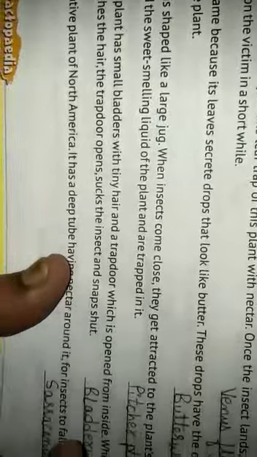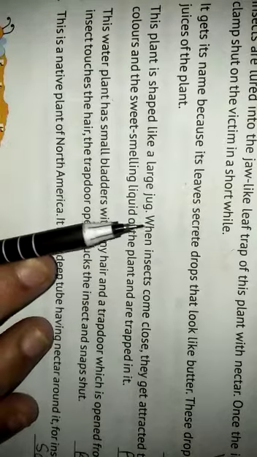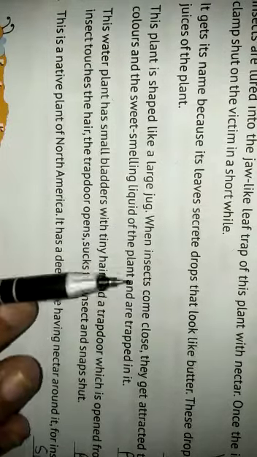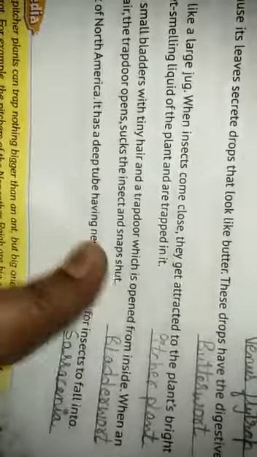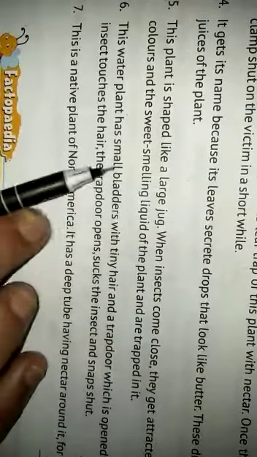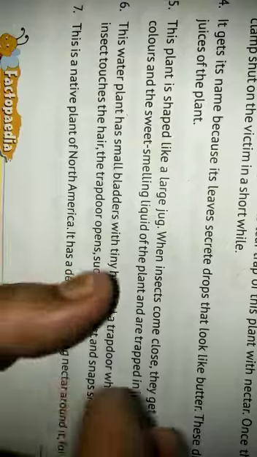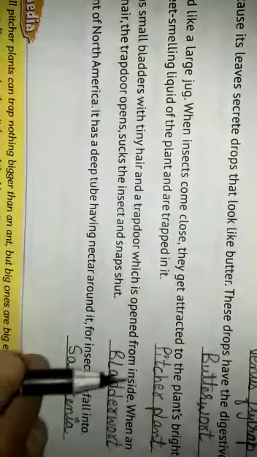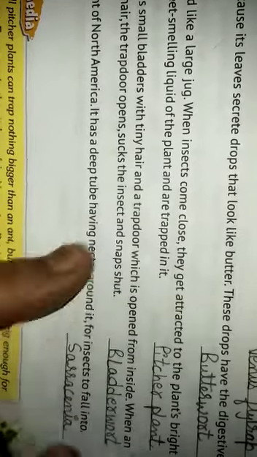When insects come close, they get attracted to the plant's bright colors and the sweet smelling liquid of the plant and are trapped in it. Means this plant looks like a big jug, and when insects come close they get attracted to it. How? The plant releases a sweet smelling liquid and they are attracted by its color, and after that the plant traps the insect, means catches it. Okay, so which plant is that? It is pitcher plant, PITCHER, pitcher, PLANT, plant, pitcher plant.